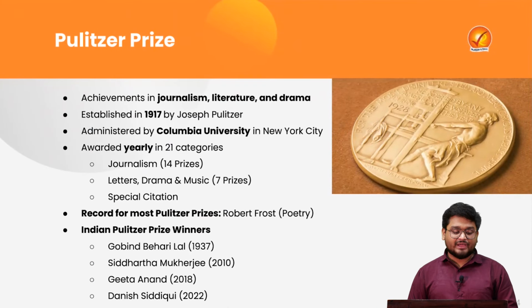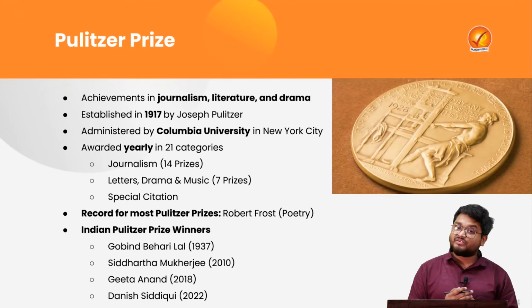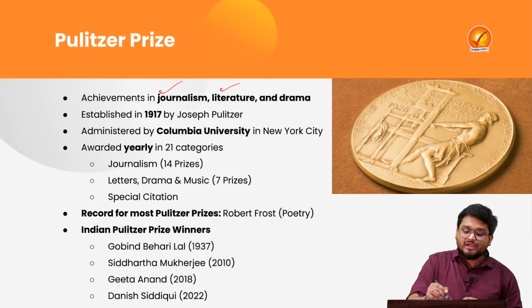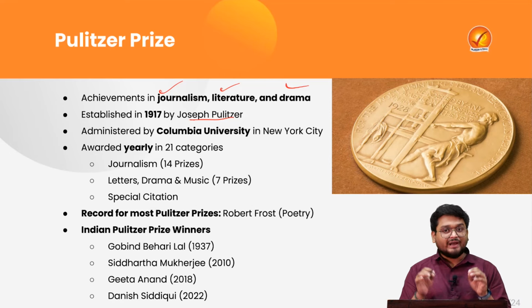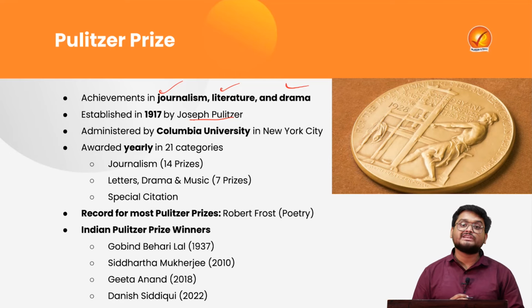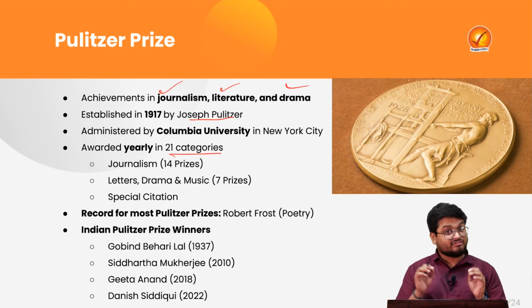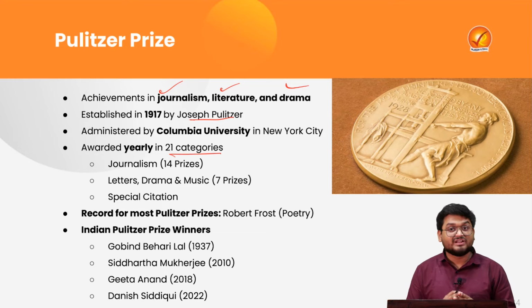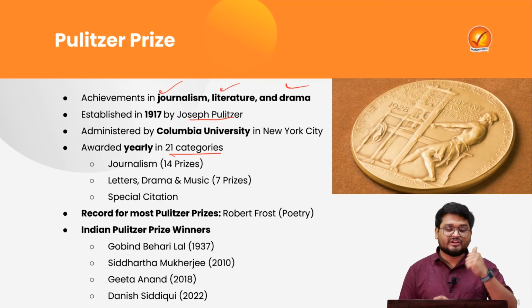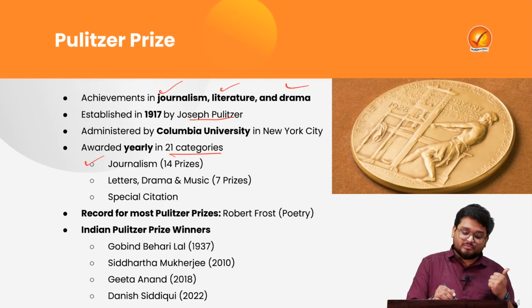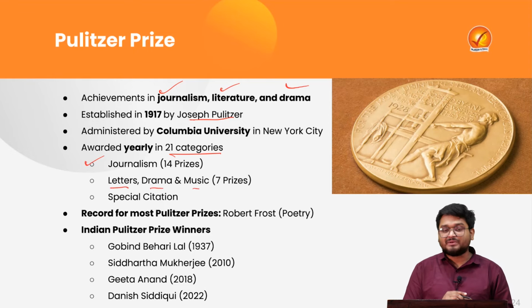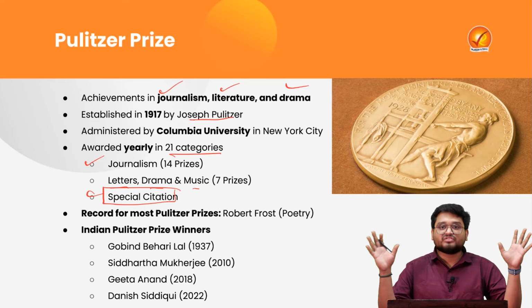In the next one, we'll be looking into the Pulitzer Prize, which is awarded for achievements in journalism, literature, and drama. Established in 1917 by Joseph Pulitzer, it is right now administered by Columbia University in New York City. It is awarded yearly in 21 categories. It is very important because UPSC in recent years has been asking questions on awards and recognitions. And here the most prizes go to journalism, followed by letters, drama, and music, and sometimes even special citations for various individuals across the world.